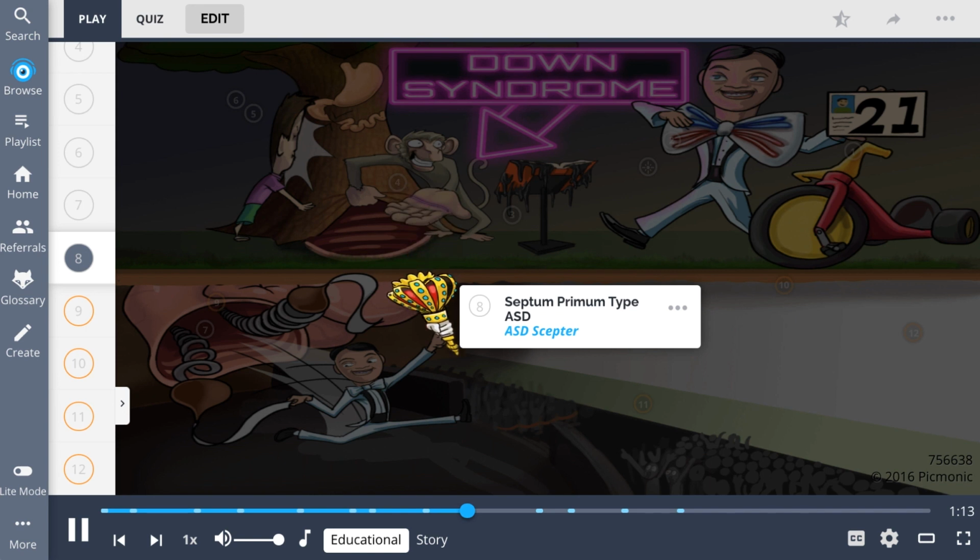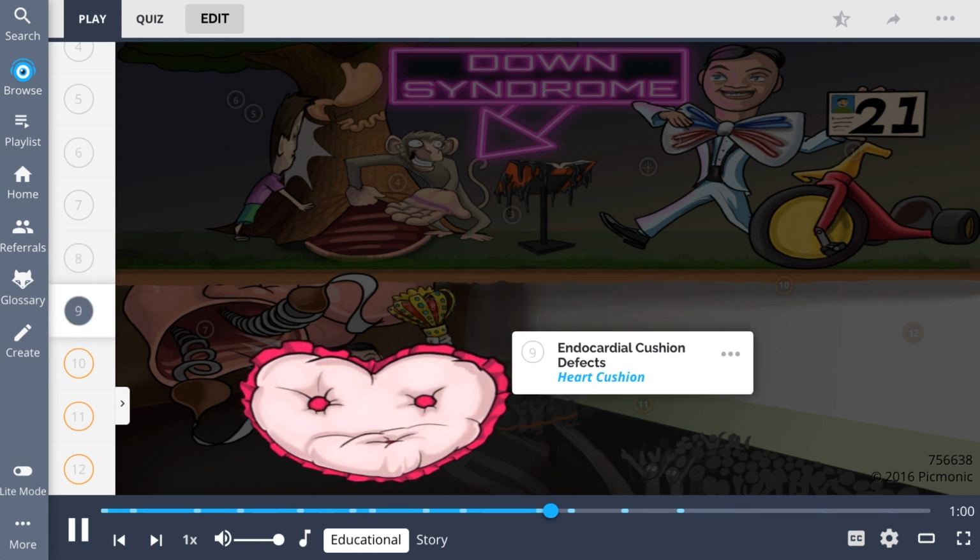While the majority of atrial septal defects are of the septum secundum type, Down syndrome is most commonly associated with a septum primum type ASD, or atrial septal defect, portrayed here as the ASD septer. Additionally, patients develop endocardial cushion defects, the heart cushion.